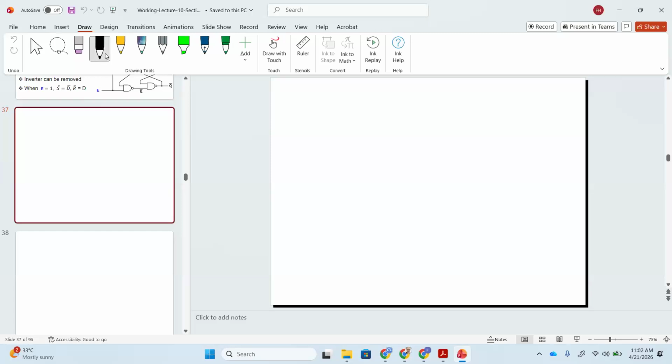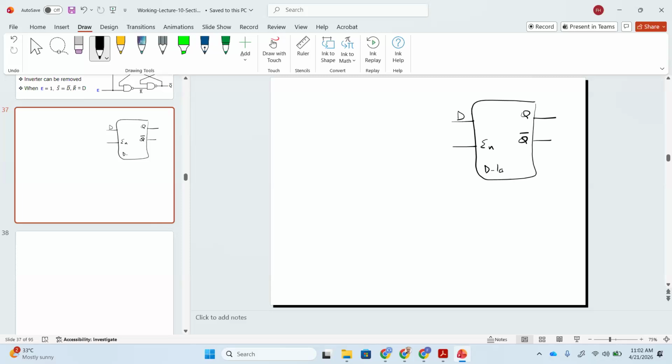Okay, so now this is the block diagram of a D latch. The D latch has the inputs D, then we have an enable signal, then we have Q, and then we have Q bar. Look at the block diagram of a D latch. So this is our D latch.